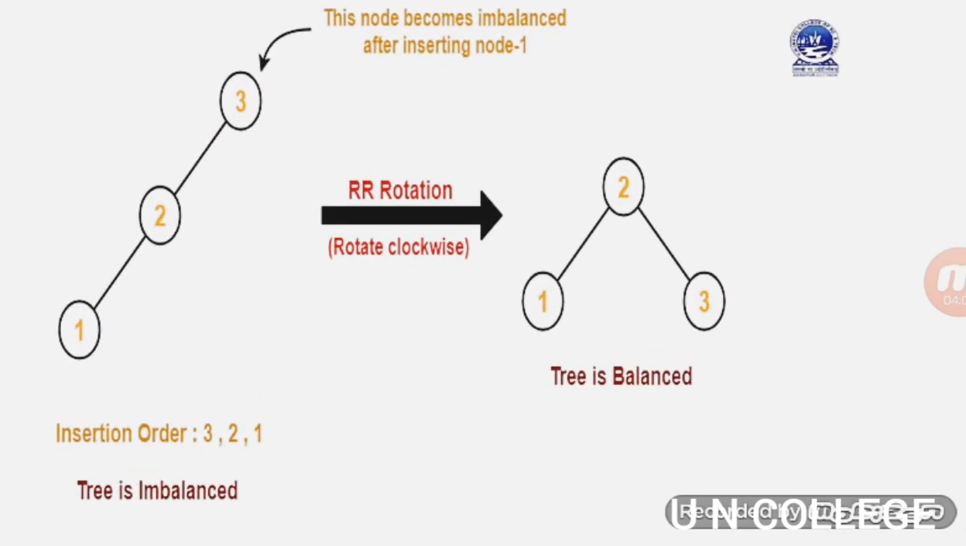Now we proceed towards the RR rotation. In RR rotation you can see that initially 3 is the root, 2 is the left child of 3, and 1 is the left child of 2. Now the tree is imbalanced. To make it balanced is also very simple in comparison to the other two. We make 2 the root, 1 the left child and 3 the right child. In this way, the tree is balanced.